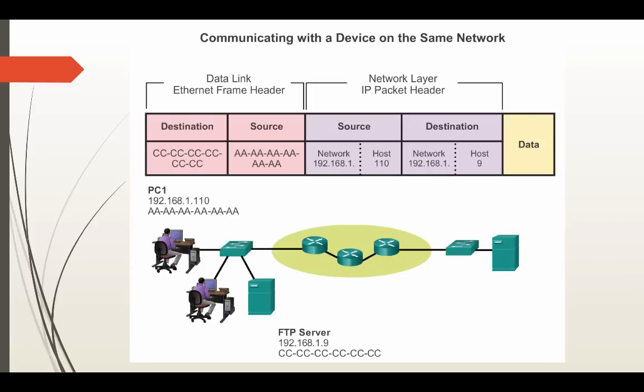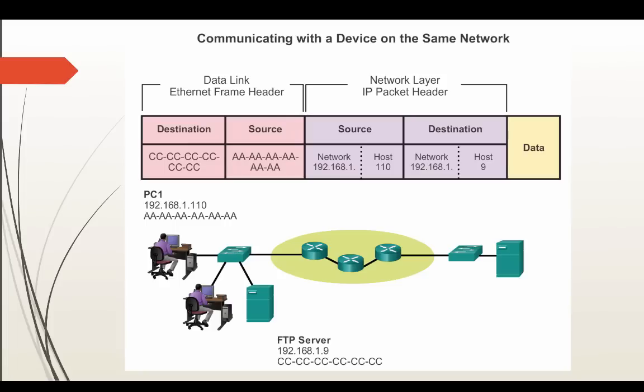To understand how communication is successful in the network, it is important to understand the roles of both the network layer addresses and the data link addresses when a device is communicating with another device on the same network. In this example, we have a client computer, PC1, communicating with a file server, FTP server, on the same IP network.